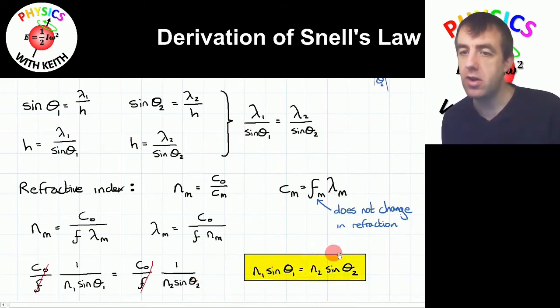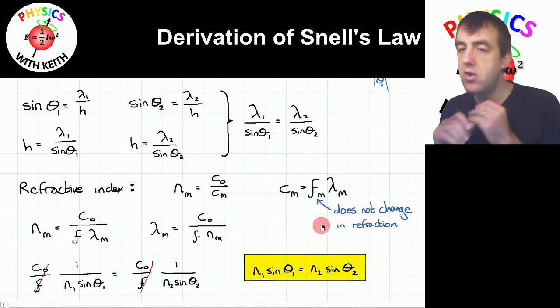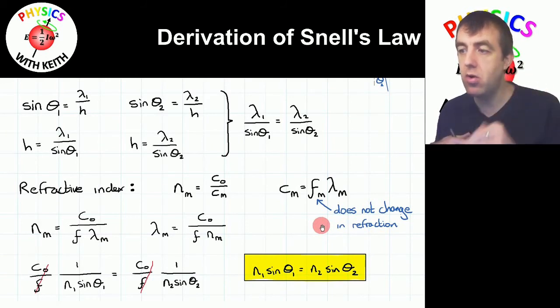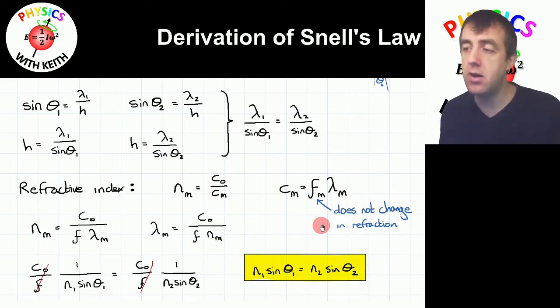This is a very special expression because it doesn't matter whether medium 1 is more dense than medium 2 or medium 1 is less dense than medium 2. This equation works either way around. So you don't have to keep track of whether or not you have refraction from a less dense to a more dense medium or vice versa. The equation can handle it either way.